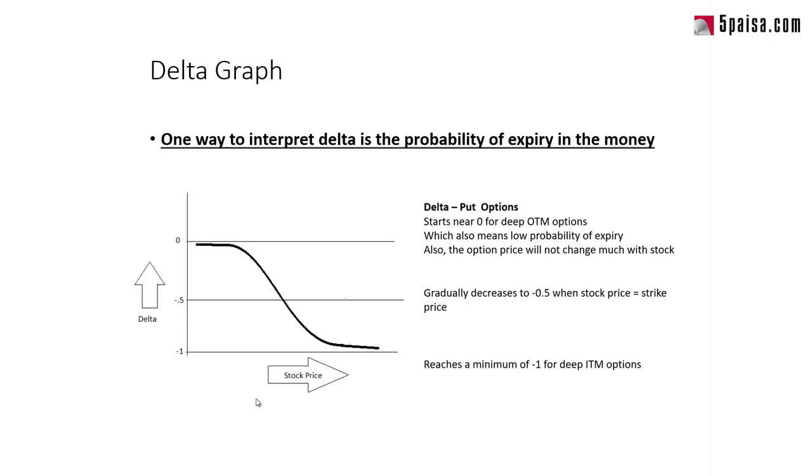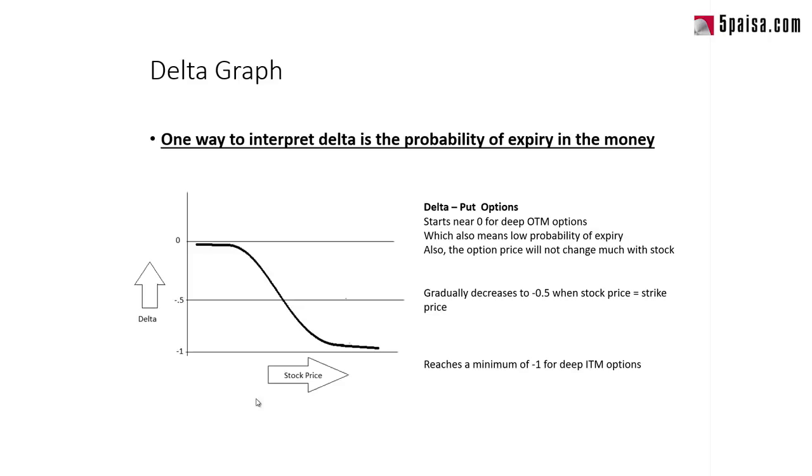And this is for the put option. So for the put option, the same rules apply, except that it goes down from 0 to -1. So in absolute value, it is the same graph. With the sign, it becomes 0 to -1. So a deep ITM put has a delta of -1. A deep OTM put has a delta of 0. And an ATM put has a delta of -0.5.